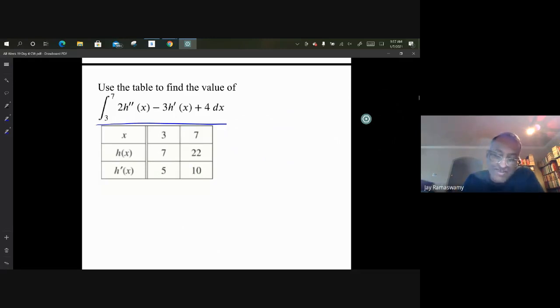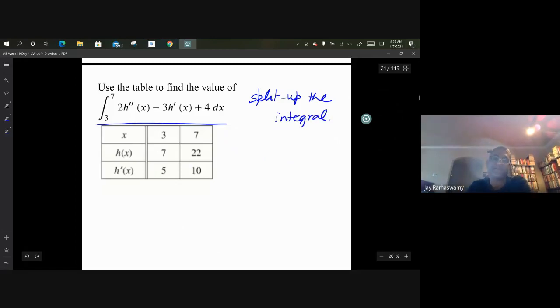Just like a piecewise function, you'll use a magic phrase: split up the integral, and you get to go. We have done this for limit problems, we've done this for derivatives, and we're doing this for integrals. I'm going to write something on the board, look at it and say, oh yeah, this comes back to me. So I'll do the first term, you guys follow the other one. I'll pull out the 2, I'll just distribute the integral. 3 to 7, h double dash of x, dx.